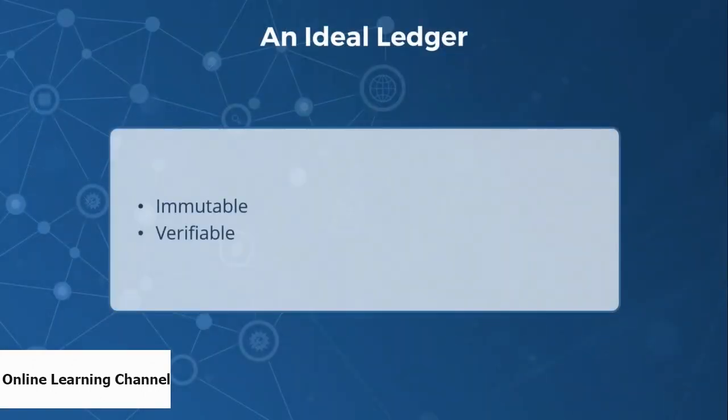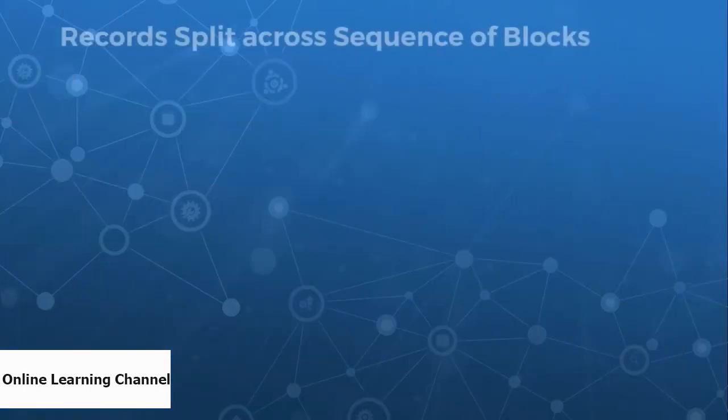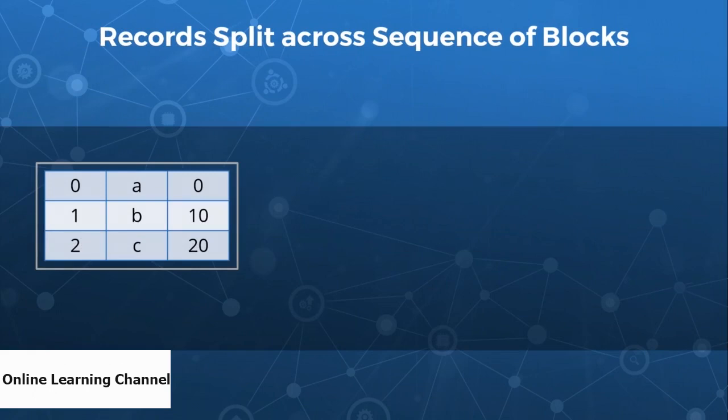And these qualities of immutability and verifiability of an ideal ledger will be familiar to you because these are the exact characteristics of a blockchain, which we covered a little earlier in this course. Which now brings us to the question, how exactly is this immutability and verifiability achieved in a blockchain? Well, for that, we will revisit exactly what a blockchain is.